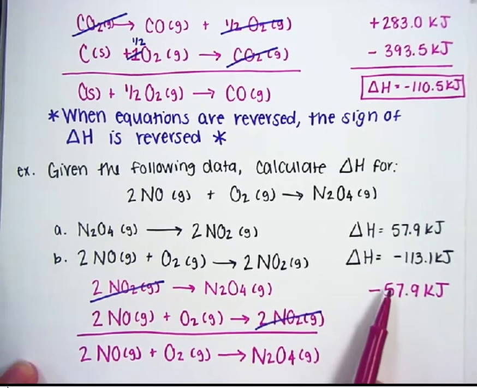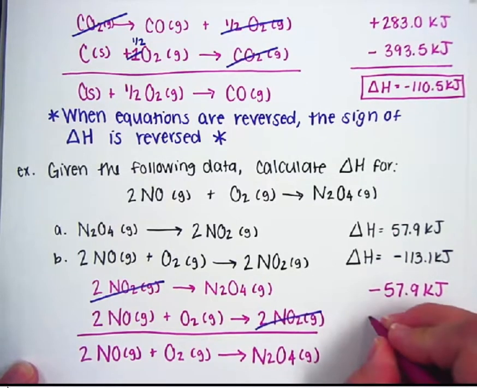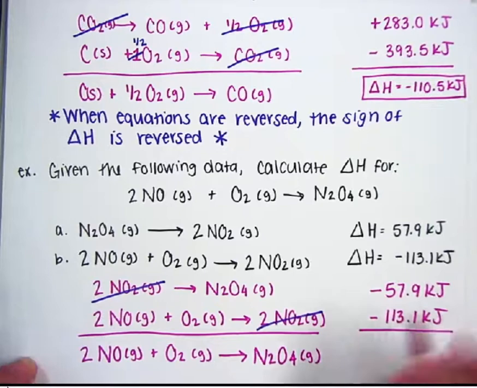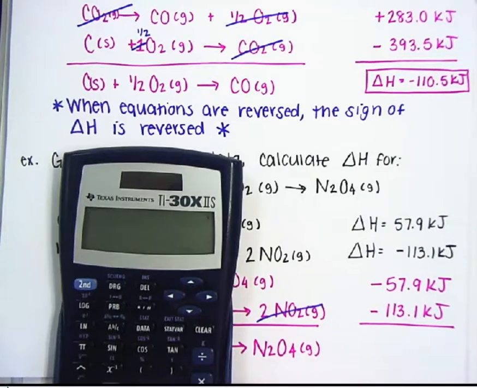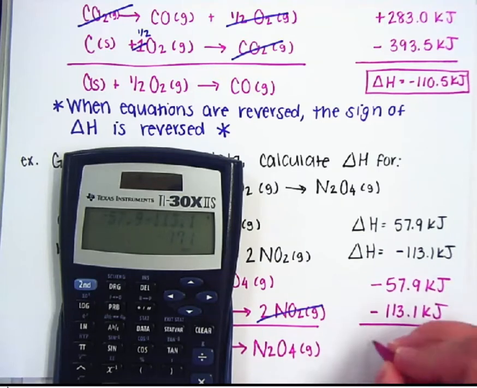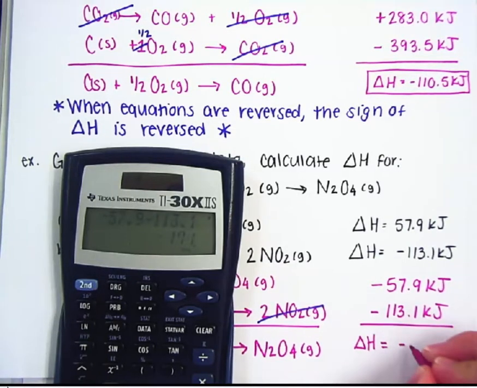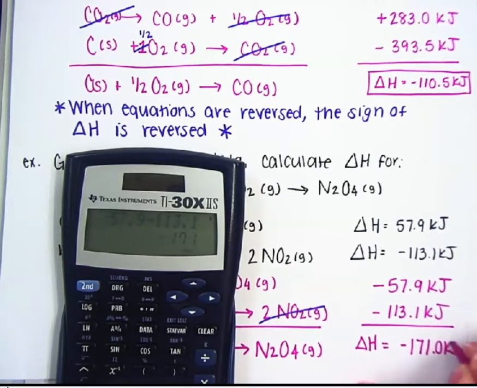So I already did the first one. We reversed the reaction, so I reversed the sign from positive to negative. We left the second reaction alone, so I am going to leave its delta H value alone. And again, Hess's law tells me that the overall delta H for the reaction will be equal to the sum of the individual steps. So 57.9 minus 113.1. Delta H is going to be equal to a negative 171.0 kilojoules.